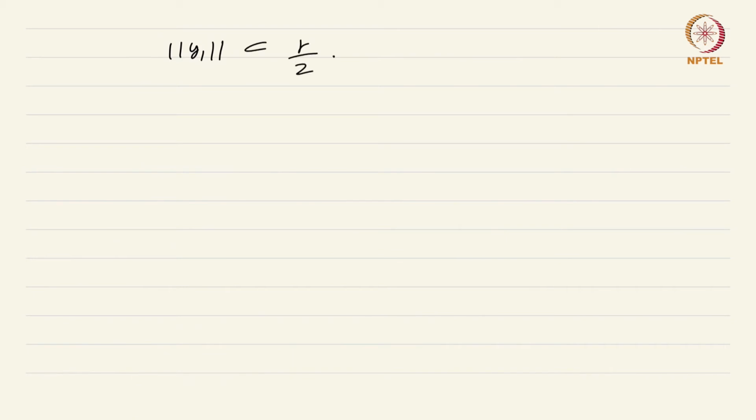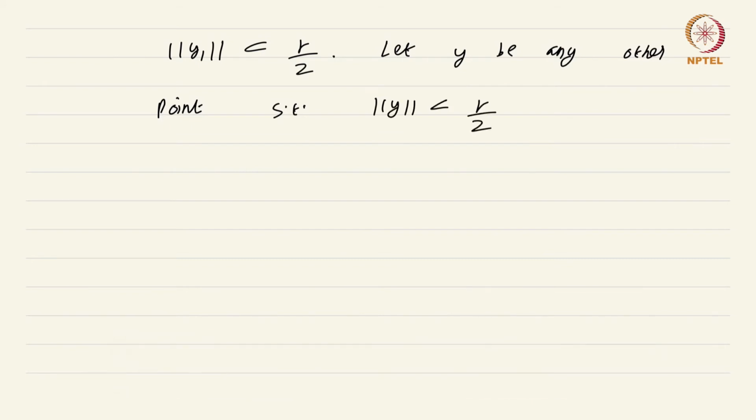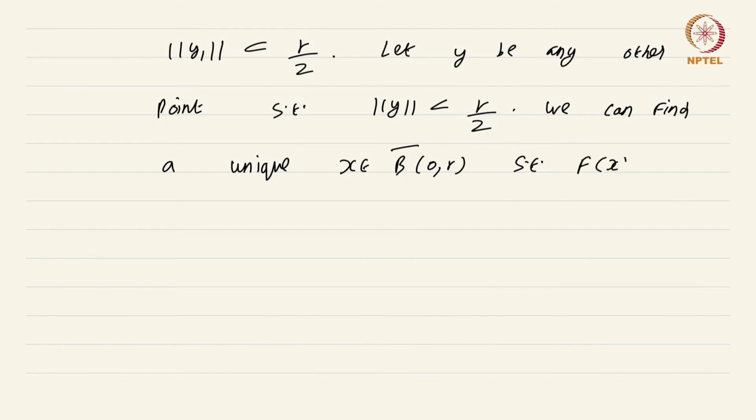Okay, now let y be any other point such that norm y is also less than R/2. Okay, then by the previous claim, we can find a unique x in B(0,R) closure such that f of x equals y.